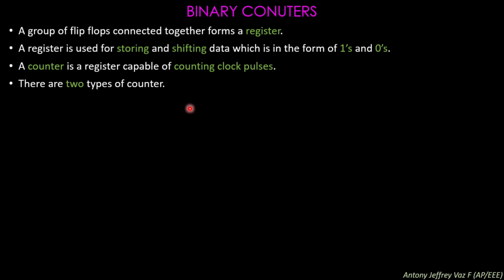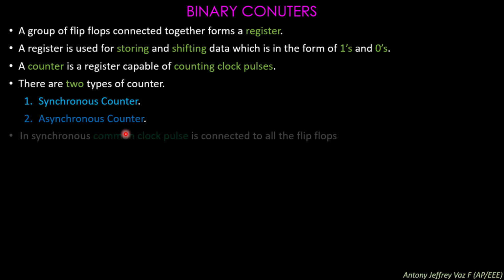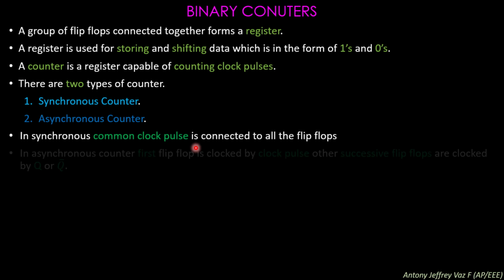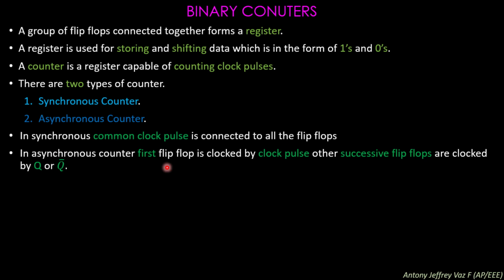There are two types of counters. Basically there are synchronous counter and asynchronous counter. In synchronous counter, common clock pulse is connected to all the flip-flops. In asynchronous counter, the first flip-flop is clocked by the clock pulse and other successive flip-flops are clocked by Q or Q bar signal. So this is the basic difference between the synchronous and asynchronous counter.